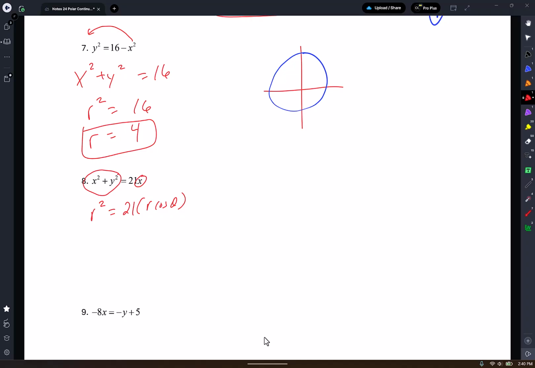Sorry, that was the song. I'm just going to go ahead and drop those parentheses. Drop it like it's hot. Oh, that's dumb. 21 r cosine theta. I won't say that again.